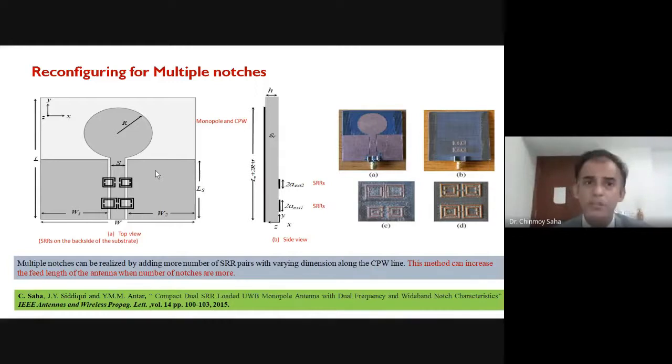When you want dual notch or more number of notches, you can effectively use more number of resonators. As you can see over here, you have small SRRs for high frequency and large SRR, sorry, for the lower frequency applications. And this design was reconfigured for 2 different applications. One is multi-frequency, dual frequency notch, and another was for wideband notch.